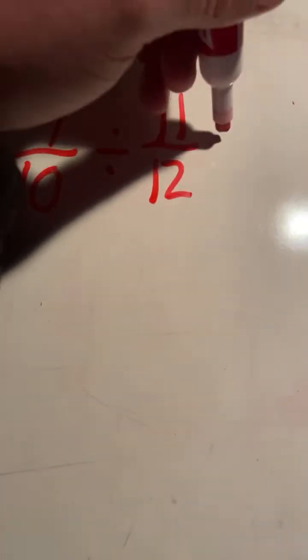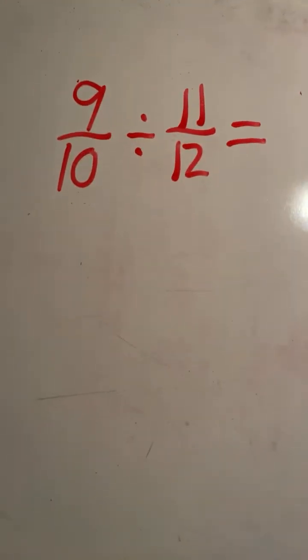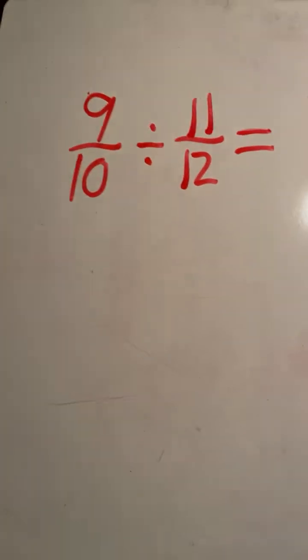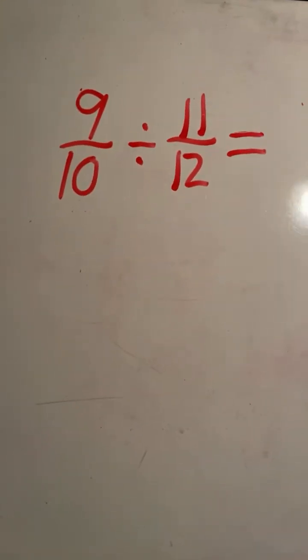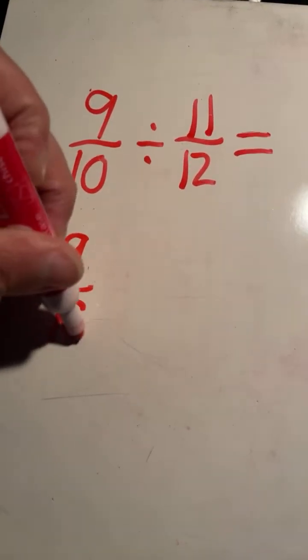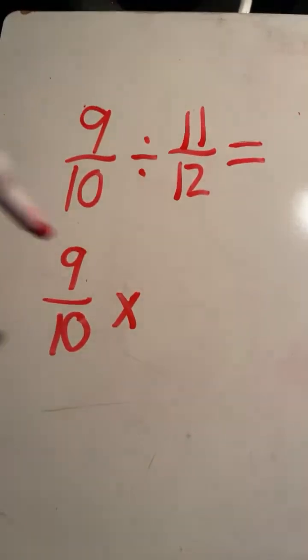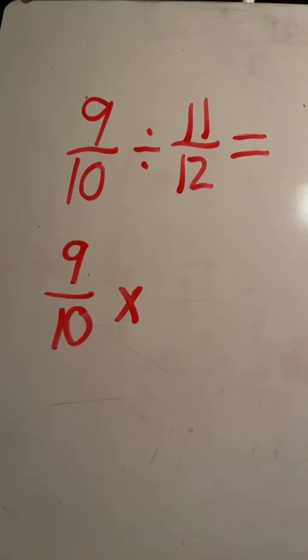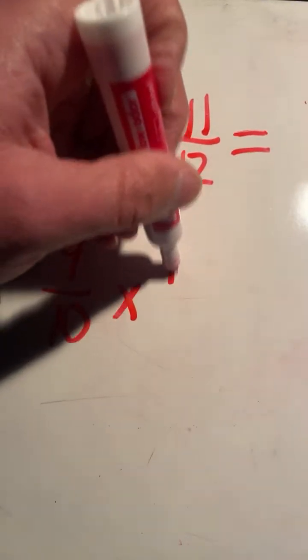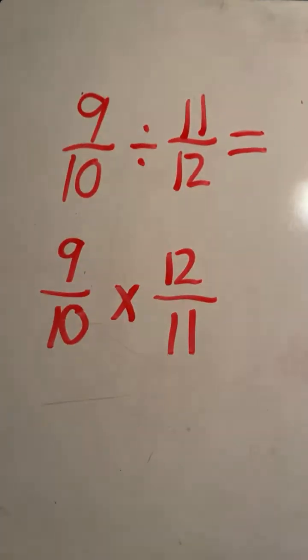Alright, brace yourselves for the final problem of the video. 9/10 divided by 11/12. Step 1, we keep our first fraction exactly the same. 9/10 remains the same. The division sign becomes a multiplication sign. Then the second fraction, we flip it. Our denominator becomes our numerator, and our numerator becomes our denominator.